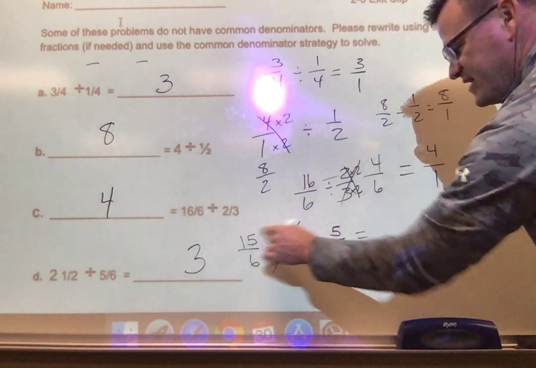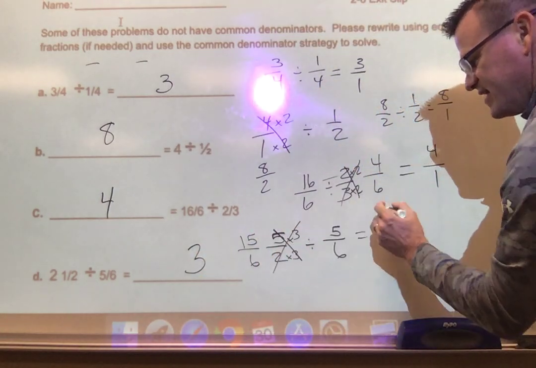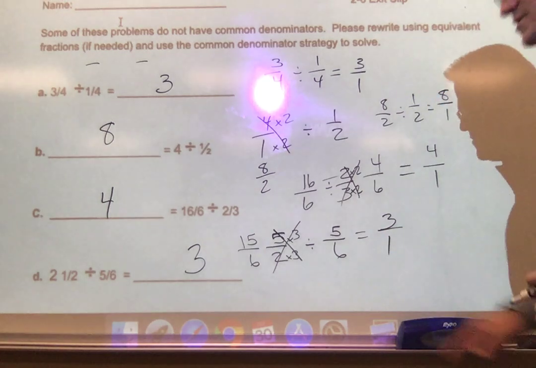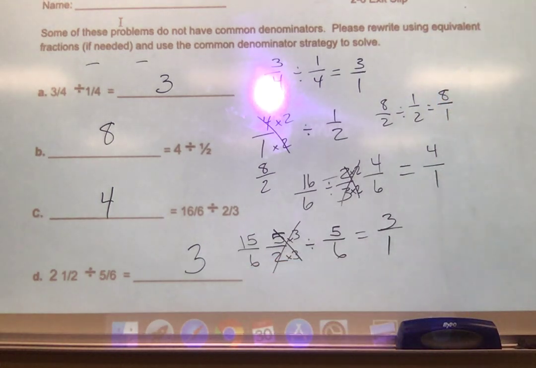And again, if I divide across, I can prove it. 15 divided by 5 is 3 over 1, which is just 3. So here's another way to be thinking about how we can divide fractions.